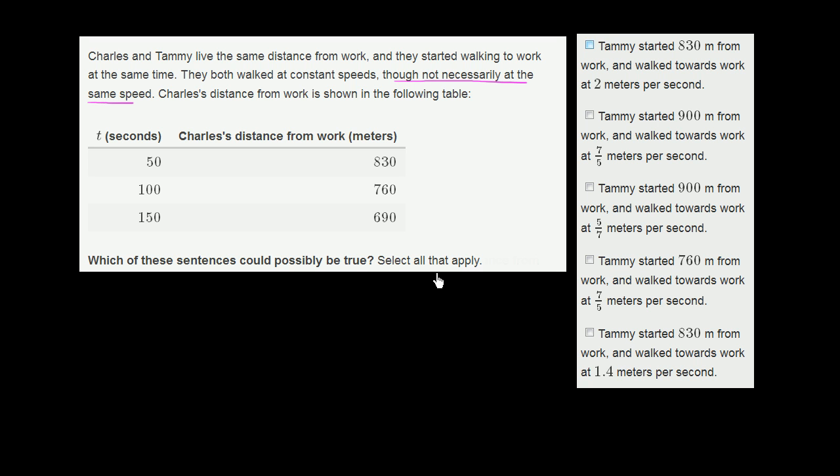Select all that apply. So what are these sentences talking about? It looks like they're all talking about Tammy. Tammy started 830 meters from work and walked towards work at 2 meters per second. She started 900 meters from work and walked towards work at 7/5 meters per second. So all of these seem to be statements about where Tammy started and how quickly she walked to work. So let's think about which of these could possibly be true.